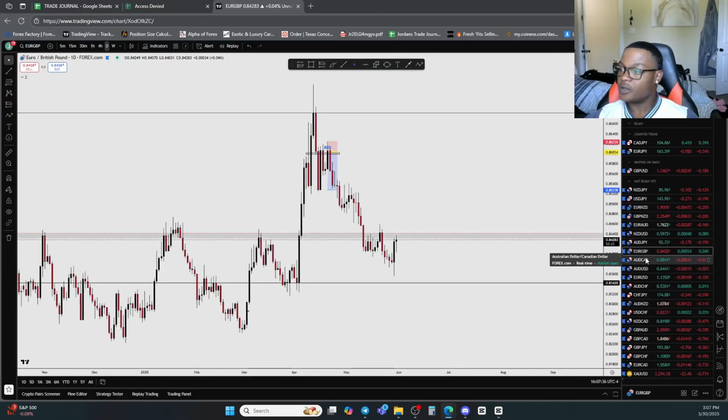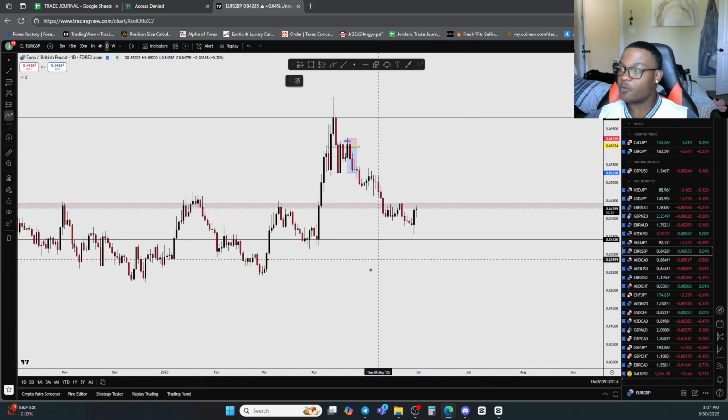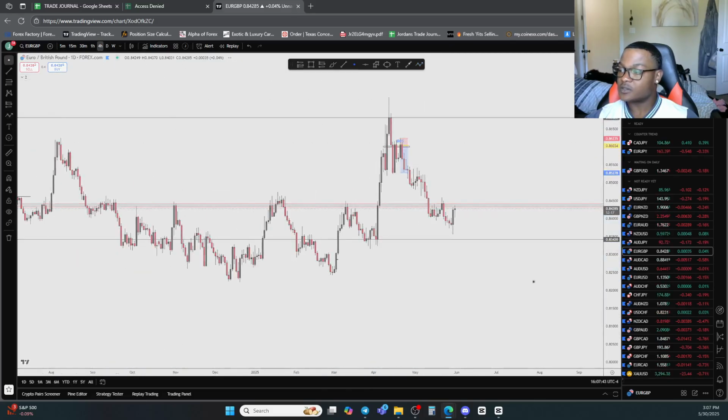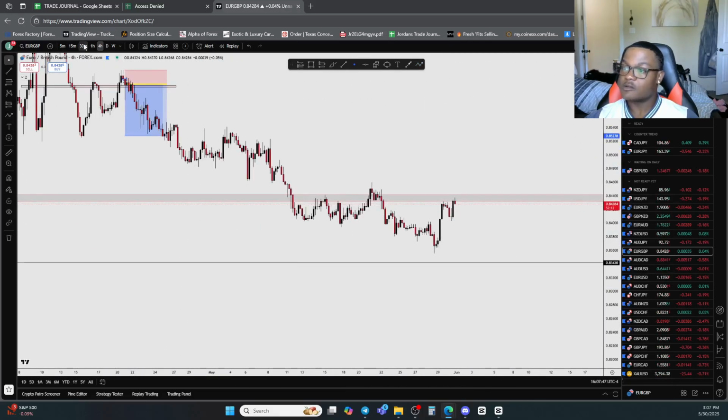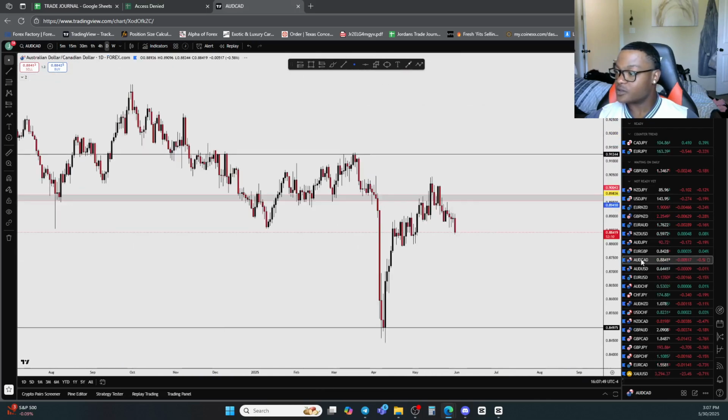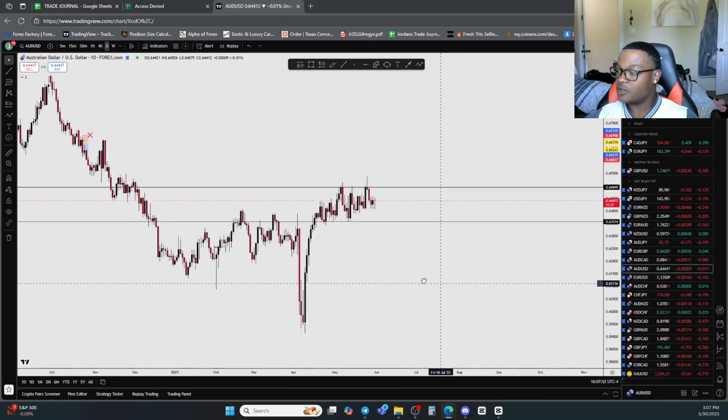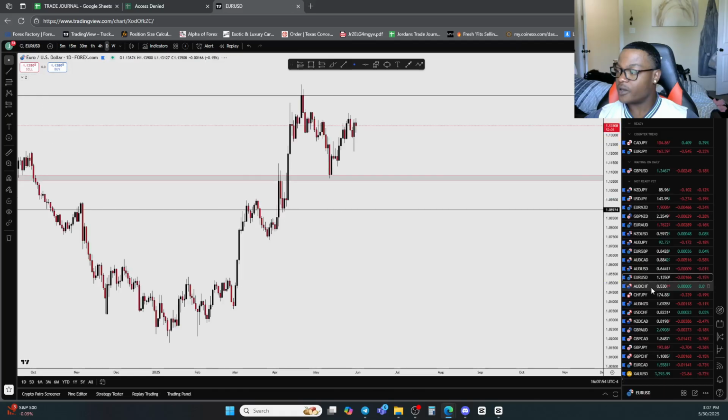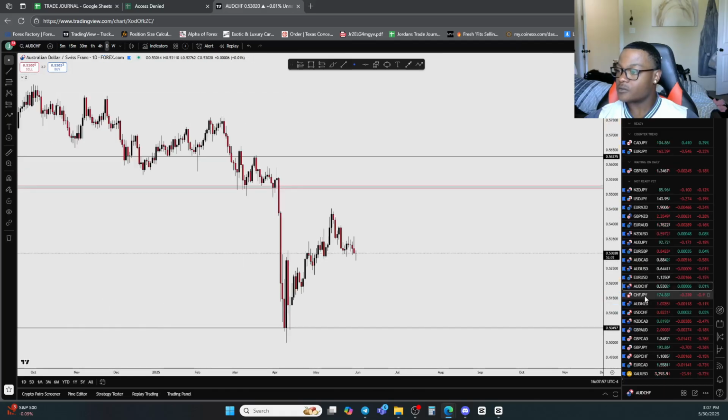Euro GBP, the daily is bullish, but we are underneath this area of interest, which is treated as resistance. 4-hour, not really. Yeah, 4 hours, but I'm not interested in this. This is going AUD USD, waiting for the breakout. Nothing.